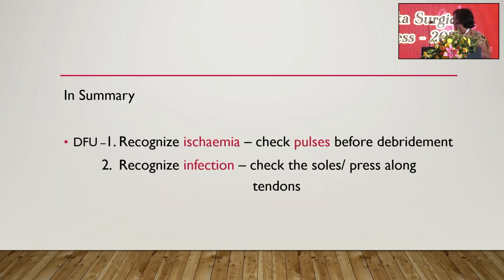So in summary, the red flags in diabetic foot ulcers are most of the time not evident unless you look for them. So we have to recognize ischemia, always check pulses before debridement, always recognize infection, always look at the soles, and press along the tendons and elicit the infections. Otherwise, you will miss them. Thank you.